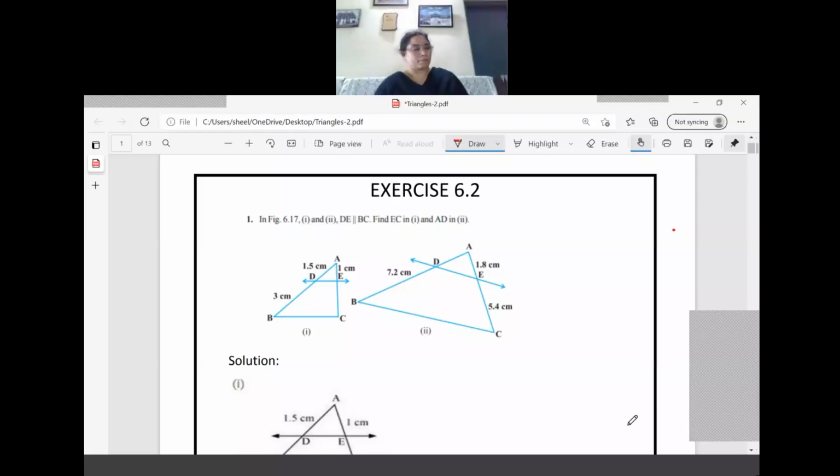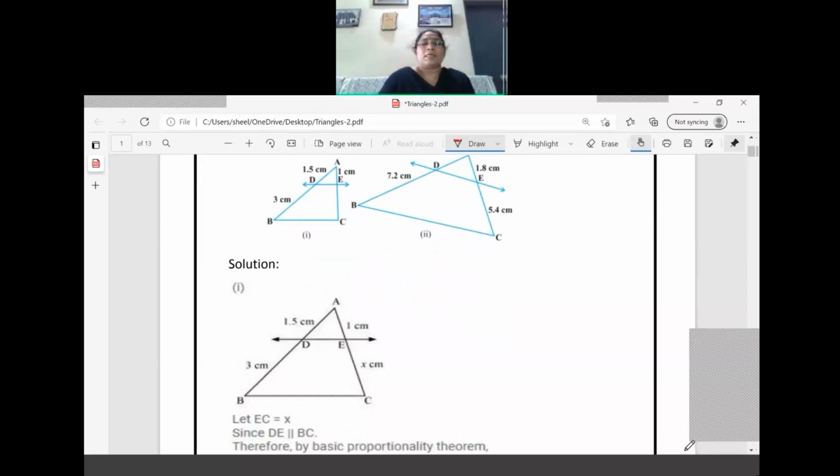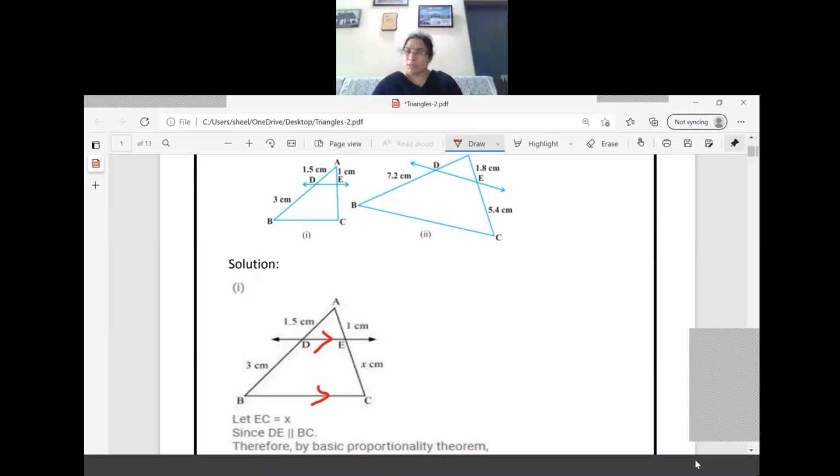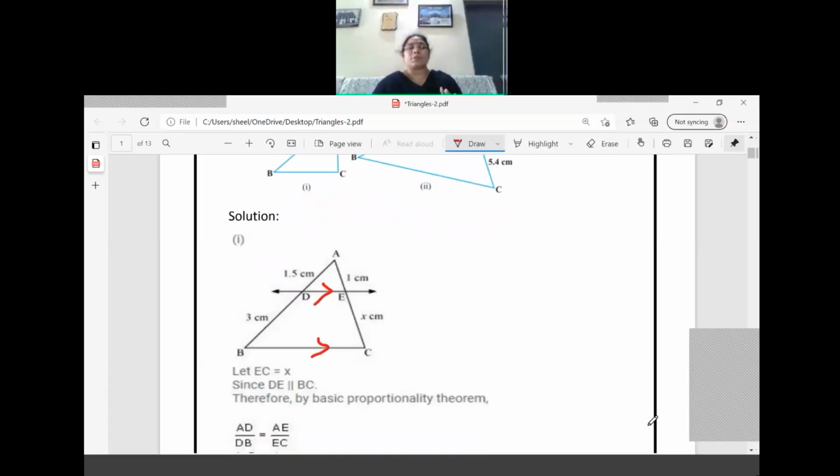So here you are having two diagrams given. Then one by one we have to do. Here it is already given that DE is parallel to BC. So let us see the first diagram. DE parallel to BC. Last class we have seen the basic proportionality theorem: a line drawn parallel to one side of the triangle, then we can write that AD by DB equal to AE by EC. The parallel line is already given, so we can apply the basic proportionality theorem.